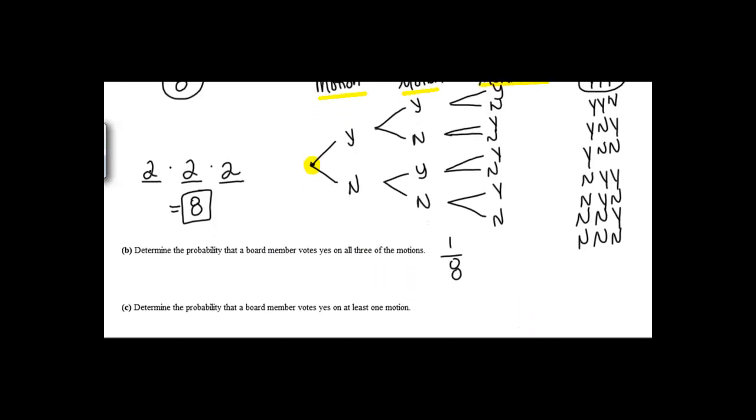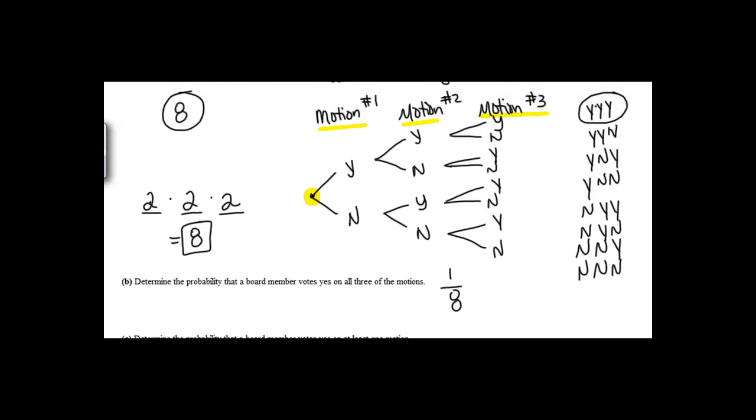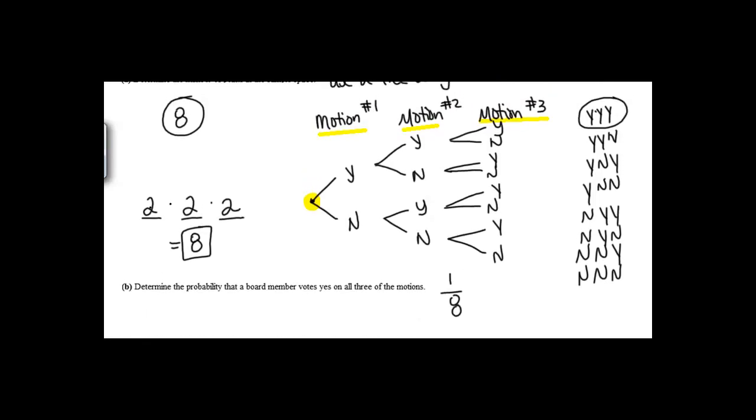And then secondly, determine the probability that the board member votes yes on at least 1 motion. If we go through and mark how many outcomes that applies to, each one of these had at least 1 yes except for the last one. So 1, 2, 3, 4, 5, 6, 7 out of the total of 8 would be the probability that a board member votes yes on at least 1 motion.